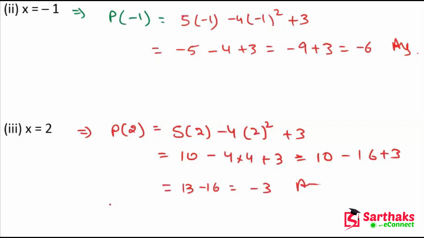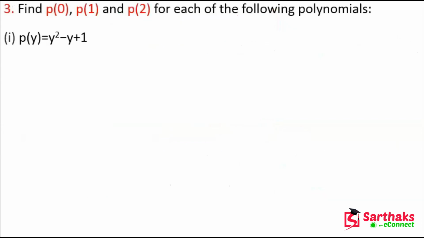Okay, so I hope you understand these things. So we can find the value of the polynomial at a particular value of the variable. Now the next question is, find p of 0, p of 1, p of 2 for each of the following polynomials. So we have to find the value of this polynomial at y is equals to 0, at y is equals to 1 and at y is equals to 2. We can find it very easily, we just have to put the value of y in this equation.